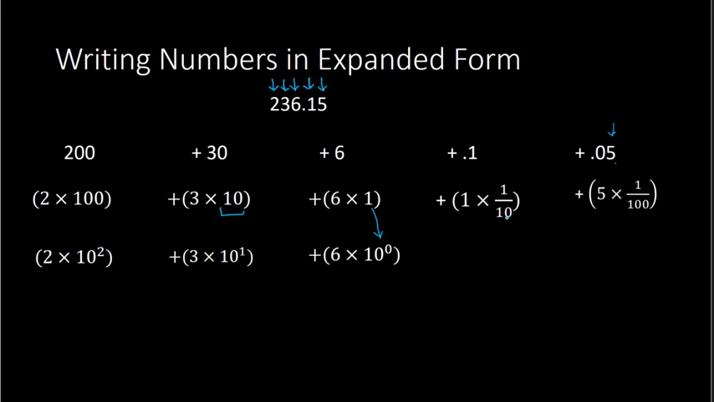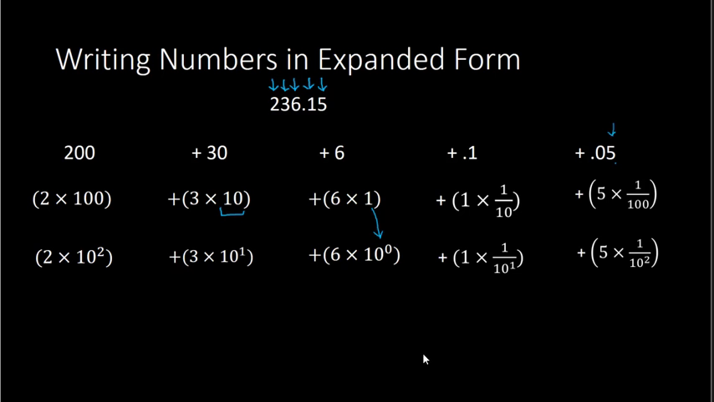The 10 we can write as 10 to the first power. So we have 1 over 10 to the first power. And then 1 over 100. 100 is 10 squared. So I can write that as 1 over 10 squared. So this would be a good answer for writing in expanded form. And don't forget the plus sign in between.